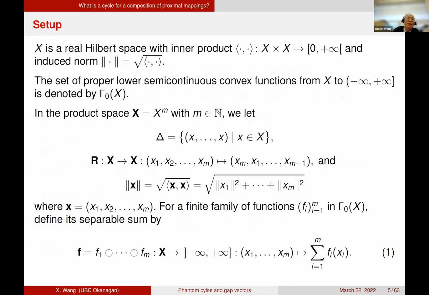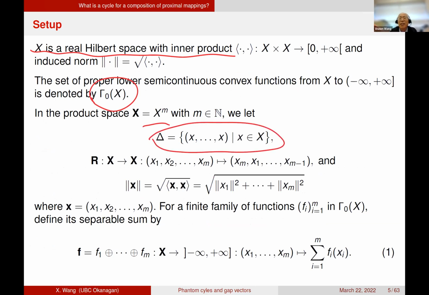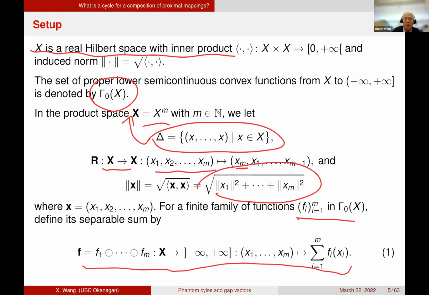So the setup is a Hilbert space. Everything is in a Hilbert space. And the set of lower semi-continuous convex functions is denoted by Gamma 0 of X. So in the product space X^m, delta denotes the diagonal set. Okay, x belongs to X. Delta is a diagonal set in bold X. So the right shift operator from X to X, you can see here, I do the right shift on X^m, then it's defined that way. Okay, the product norm is given this way, and the separable sum for functions is denoted in this way. Yeah, separable sum.